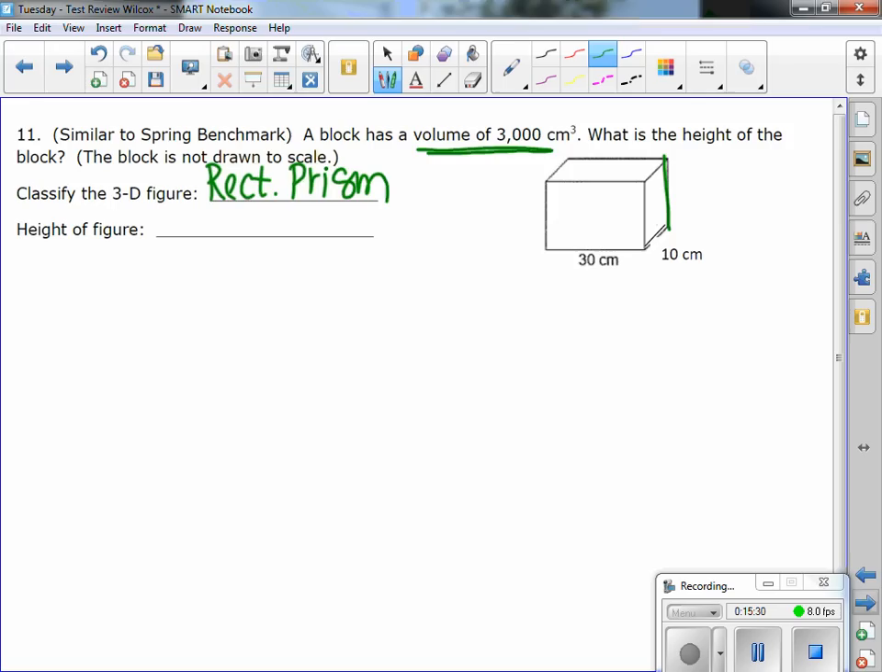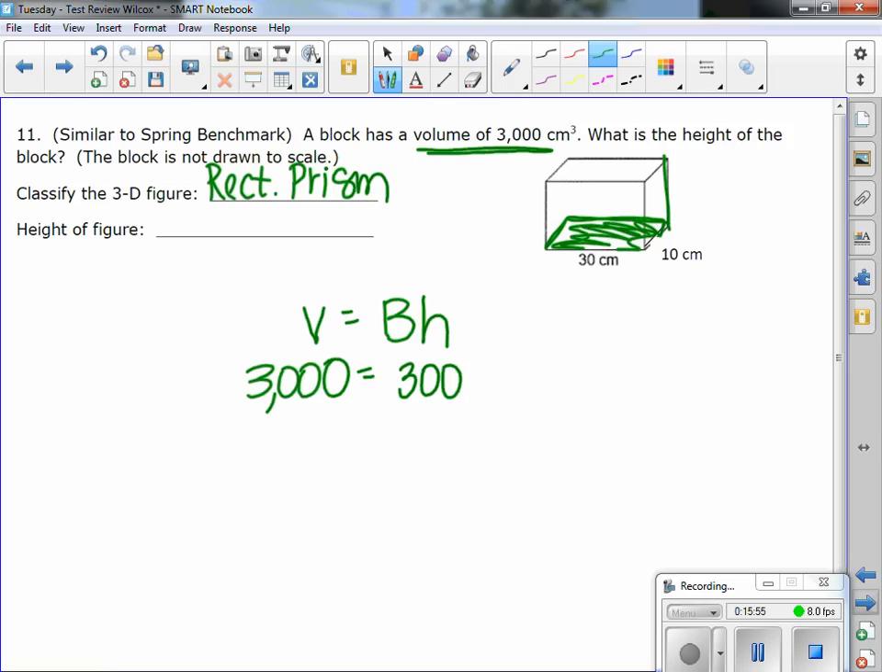Now, they gave us volume of a prism. Well, we know volume of a prism on the formula chart, big B times H. So they gave us the volume, which is equal to 3,000. Big B is the area of the base. So here's my base down here, this rectangle. So its area is going to be 30 times 10, which is 300. So that's my big B. And then times whatever the height is, that's the piece that we're solving for, equals 3,000.